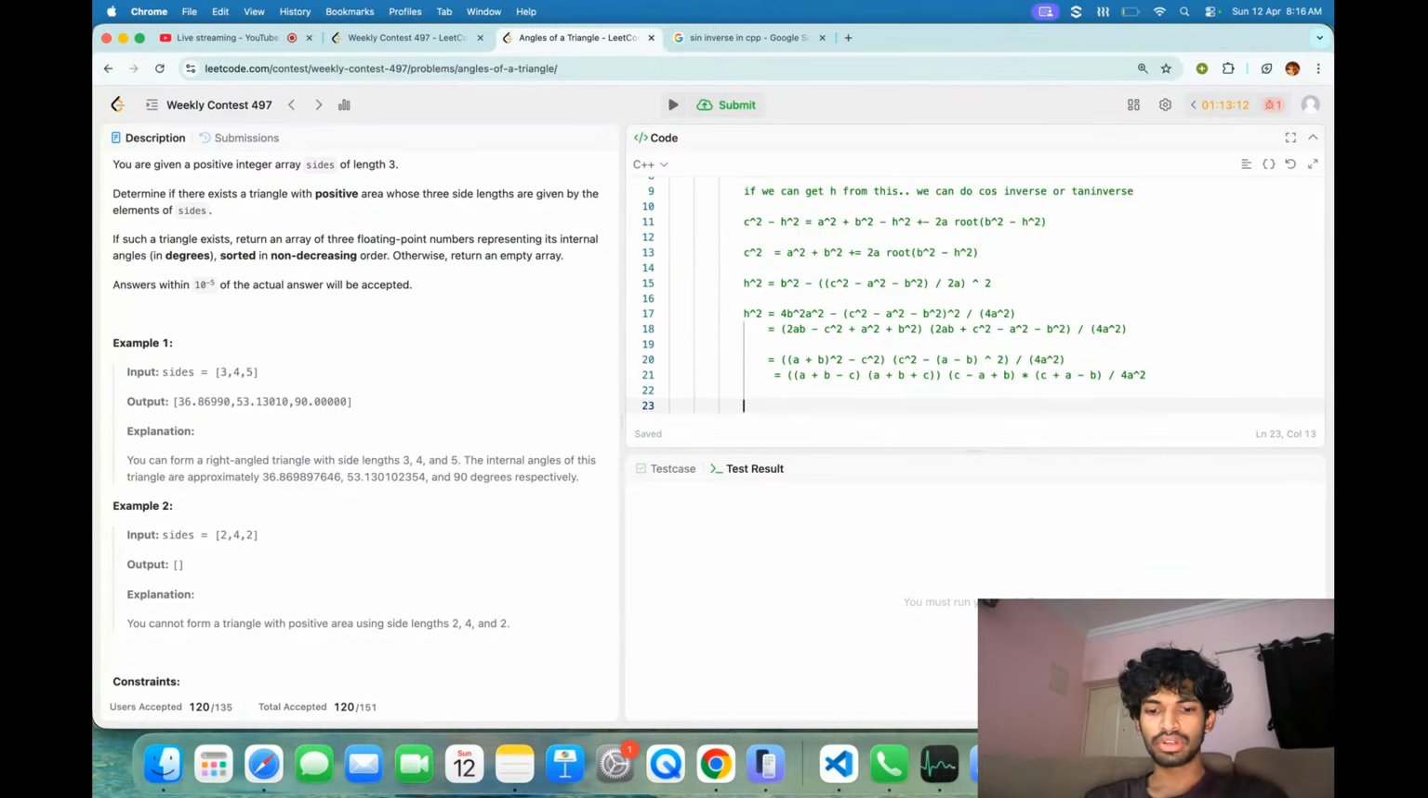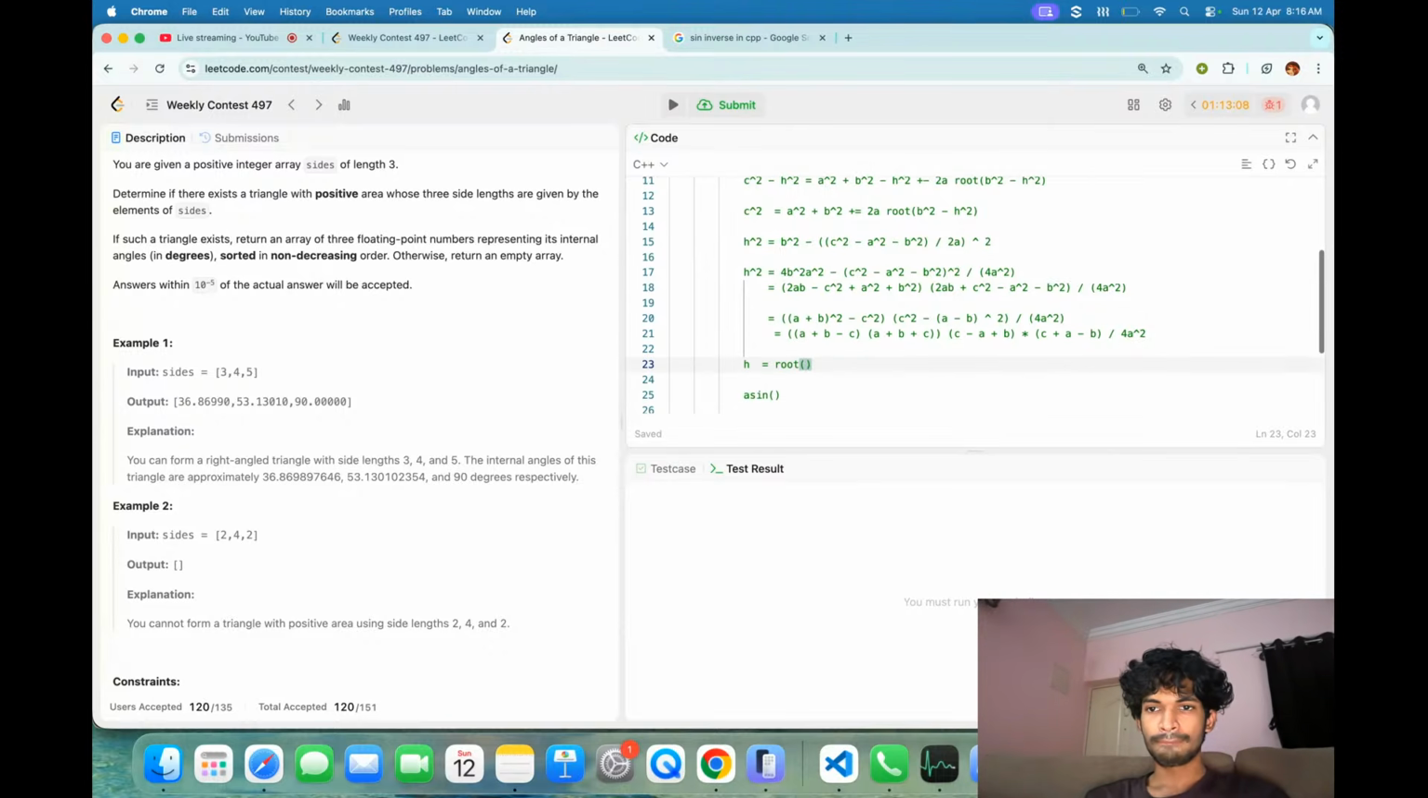Now let's apply root. H equals to root of. Let's try to apply s. Okay, let's try to multiply. This can be written as s minus c by 2, 2 times of s minus c, right? If s equals to a plus b plus c, semi perimeter by 2.